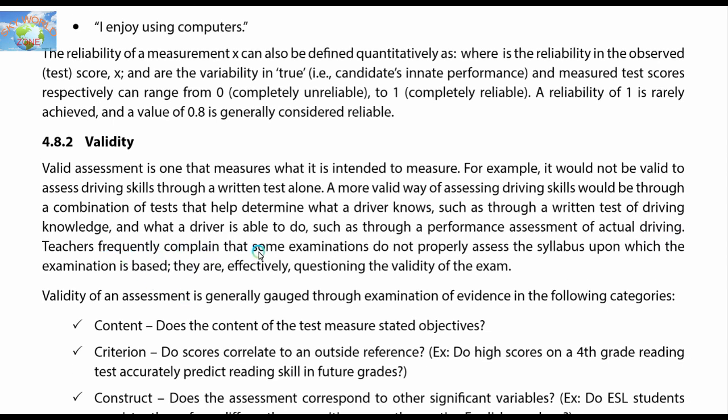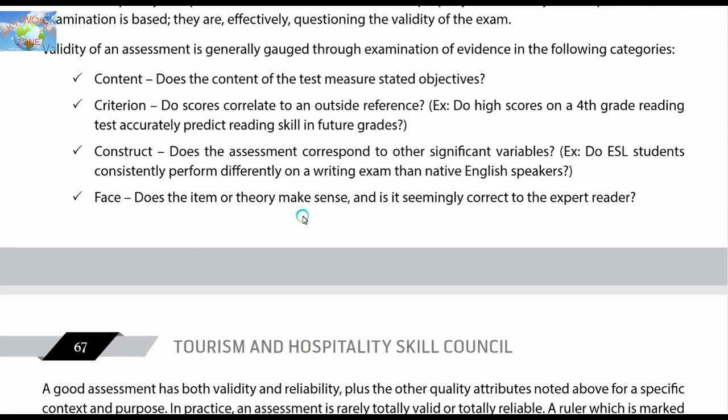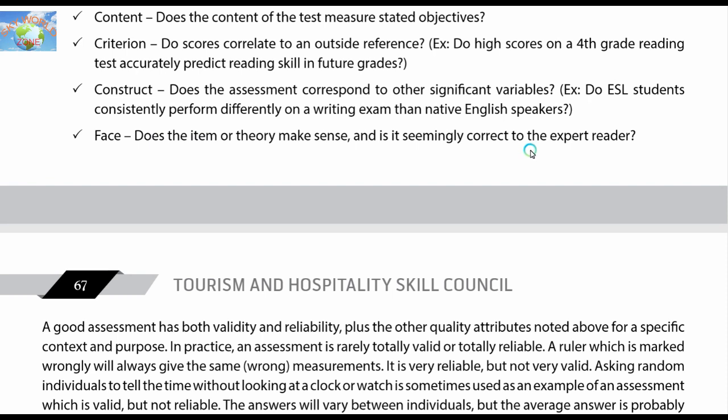Teachers frequently complain that some examinations do not properly assess the syllabus upon which the examination is based. They are effectively questioning the validity of the exam. Validity of an assessment is generally gauged through examination of evidence in the following categories. Content. Does the content of the test measure stated objectives? Criterion. Do scores correlate to an outside reference? Construct. Does the assessment correspond to other significant variables? Face. Does the item or theory make sense and is it seemingly correct to the expert reader?